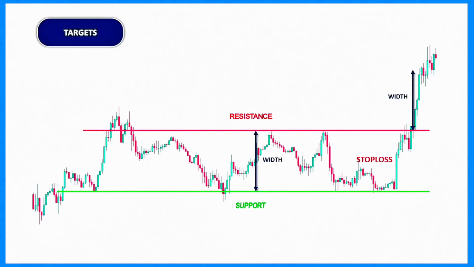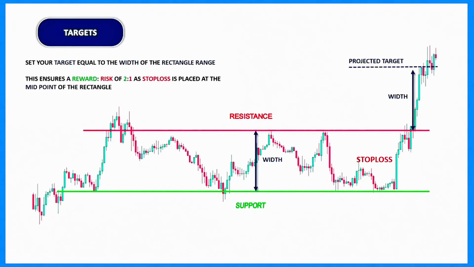Now let's talk about exiting a profitable trade. While trading rectangle patterns, the minimum target is usually equal to the full width of the rectangle. In other words, once a breakout occurs, you should plan to stay in your trade at least until the price moves by the same amount as the height of the pattern.